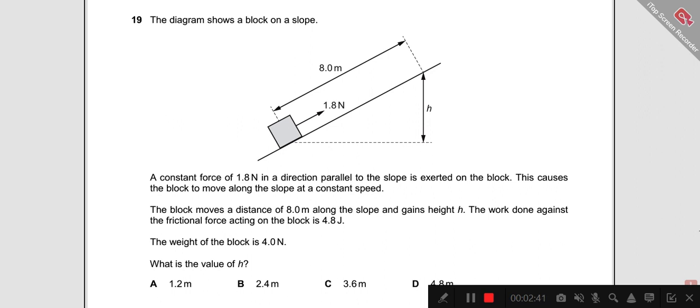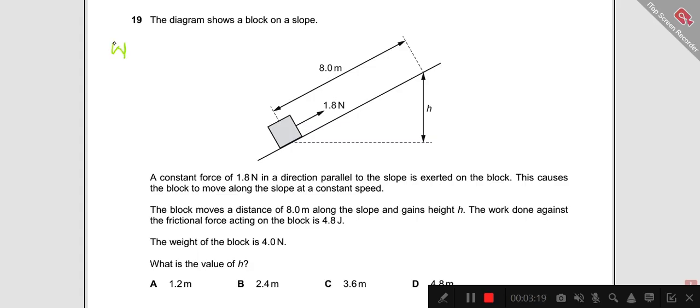Now, in order to answer this question, you should be able to establish that the applied force of 1.8 Newton is doing two jobs. The energy invested by this applied force is utilized for two things: one, it is doing some work to overcome the frictional force, and then second, it is doing some work to lift the object through this certain height h. So first we are going to find how much energy was invested, right?